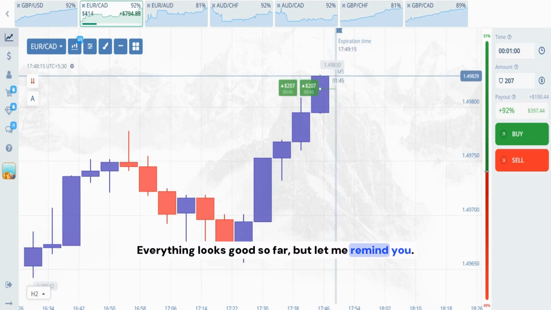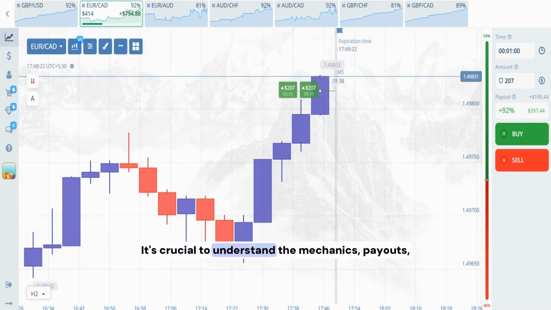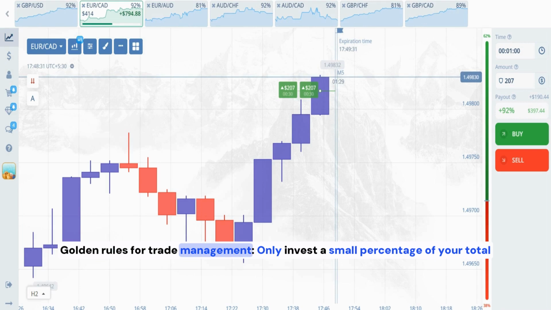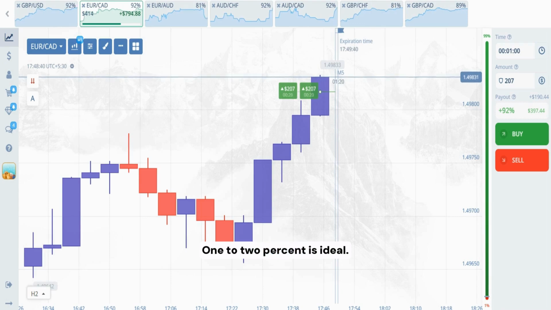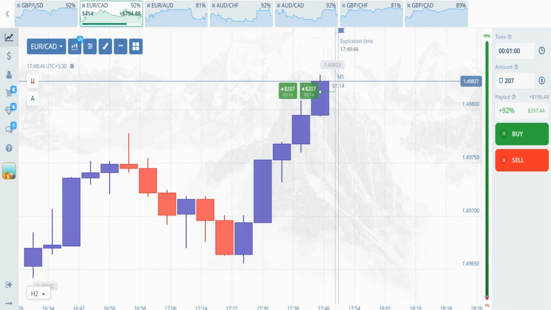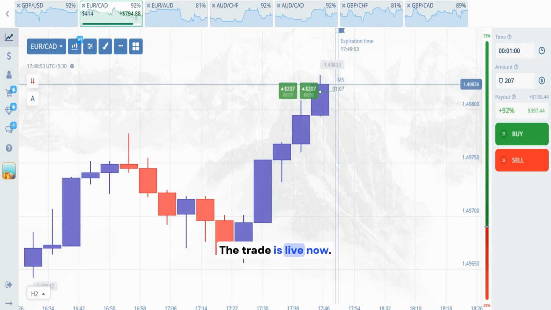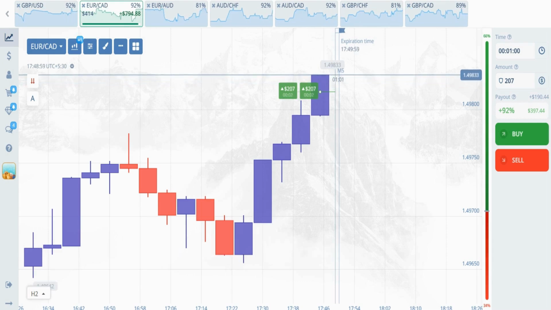But let me remind you, binary trading is high risk. It's crucial to understand the mechanics, payouts, and risks involved before diving in. Golden rules for trade management: only invest a small percentage of your total capital in a single trade. 1 to 2% is ideal. Never trade with money you can't afford to lose. Prioritize your financial safety at all times. The trade is live now. Let's stay patient and see how this one turns out.